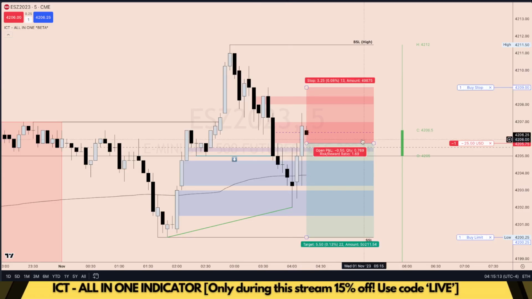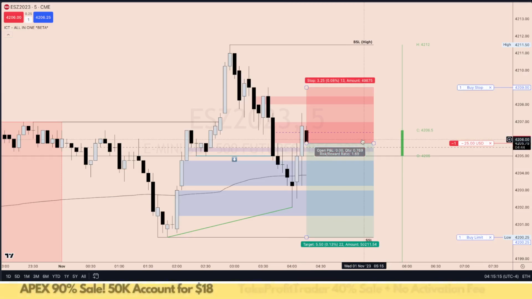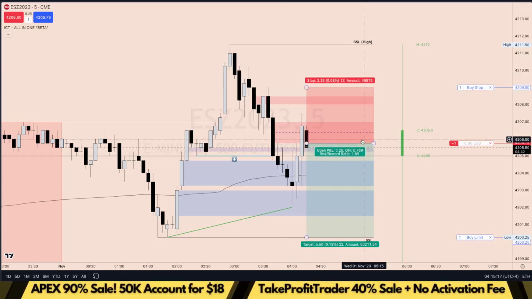Most of the time, if I'm wrong and we still continue lower, I still managed to get back into the trade or into the shorts, maybe at a slightly worse price, but so far we're looking good.